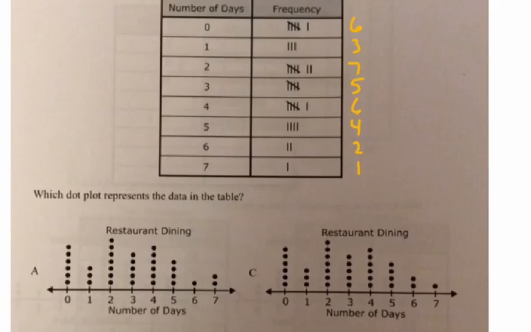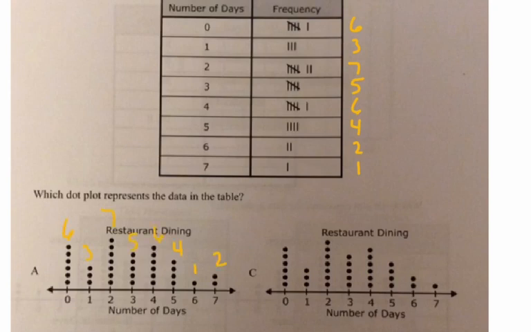So now what I have to do is match the number of days, which is on the bottom of my number line, to the frequency. And I just have to check to make sure they match up. So I'm going to go to A, go to 0, should be 6. So again, because this is data information, you always want to put the numbers above each one of the dots. So let's do that real quick.